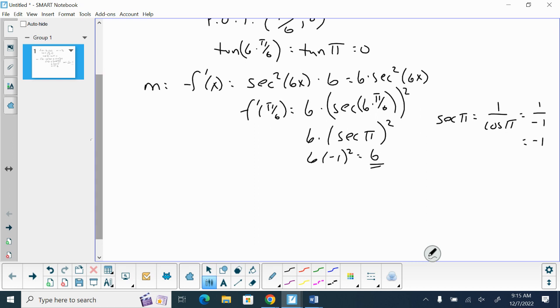So if I look at my equation, I have a slope of 6, x minus our x value, which is pi over 6, is equal to y minus our y value, which is a value of 0. So if I distribute through, I'm left with 6x minus pi is equal to y.